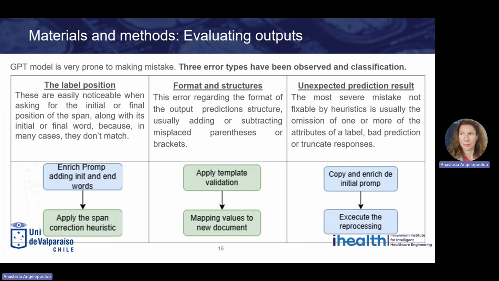So we first enrich the principal prompt to add the word initial, because we observe that the LLM is very good when returning the words, but not for the position. So we retrieve the words and the positions for this case. Then we apply a heuristic if the error persists the second time.